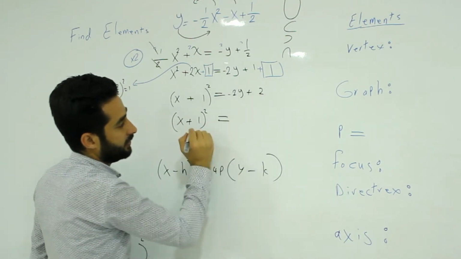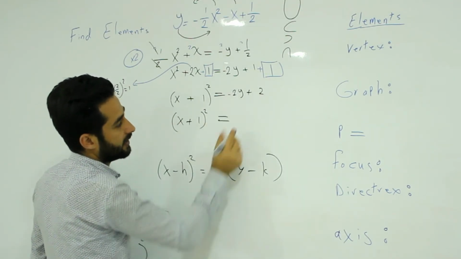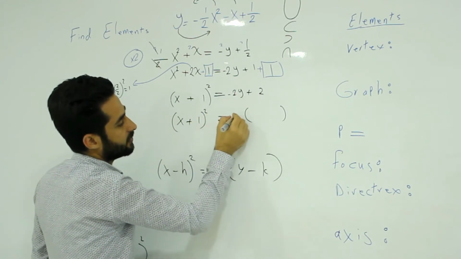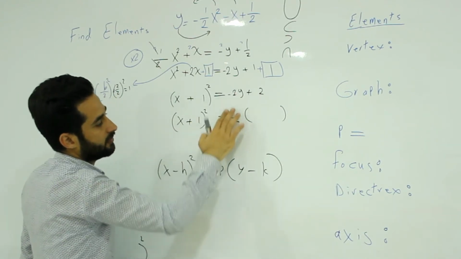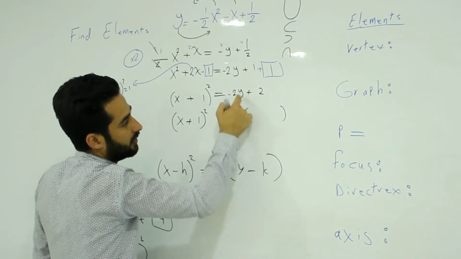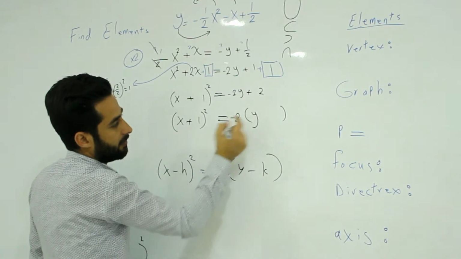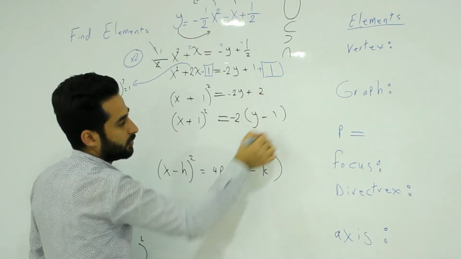What is common here? y must be alone, like this. Okay, y must be alone. What's common here? Minus 2 is common. So minus 2 divided by minus 2 is only 1 y. 1 y means y. Plus divided by minus is minus; 2 divided by 2 is 1.